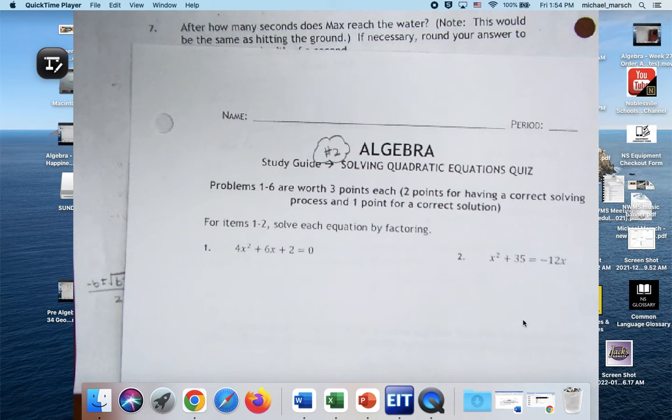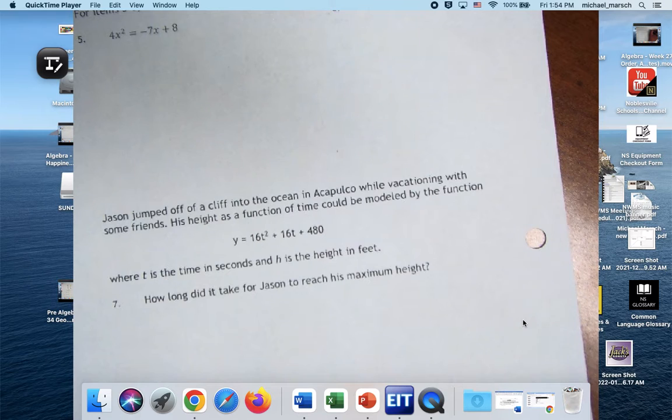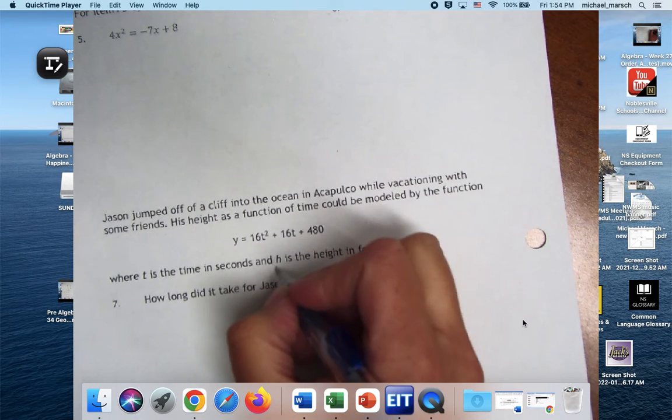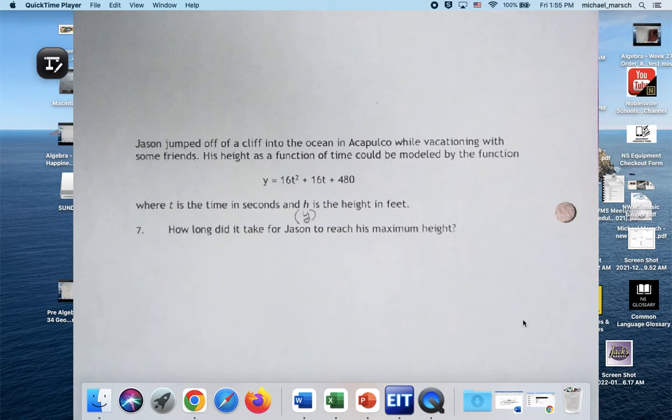Why don't we all do the word problems together right now? Let's all do the word problem together, so just turn your paper over. Okay, guys, I want to work through this with you so then you can get to the other questions.